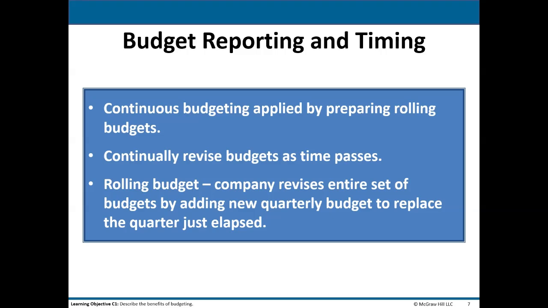Many companies will apply continuous budgeting by preparing rolling budgets. In continuous budgeting, a company continually revises its budgets as time passes. In a rolling budget, a company revises its entire set of budgets by adding a new quarterly budget to replace the quarter that just elapsed. Thus, at any point in time, monthly or quarterly budgets are available for the next 12 months or 4 quarters.